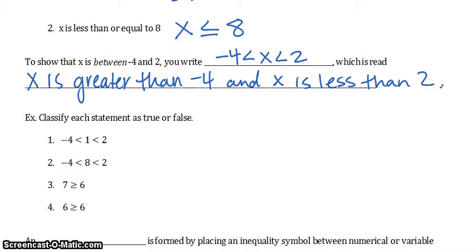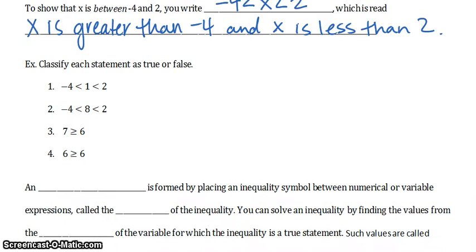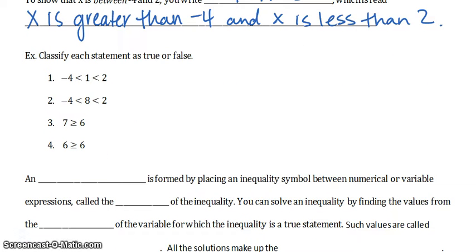All right, now we're going to continue on, and we're doing a whole bunch of different things. We're going to classify each statement as true or false. Well, this says -4 is less than 1. Well, that part's true, and then 1 is less than 2. All of that's true, so therefore it's a true statement.